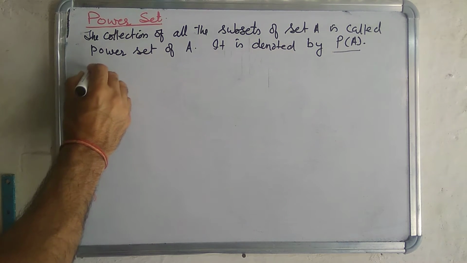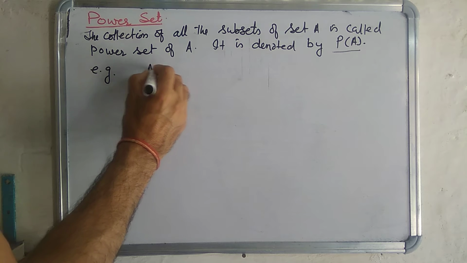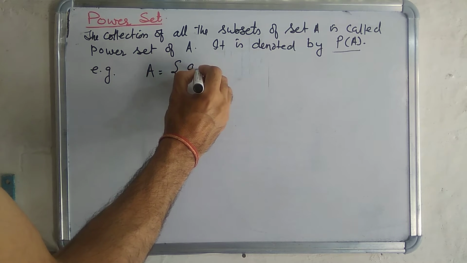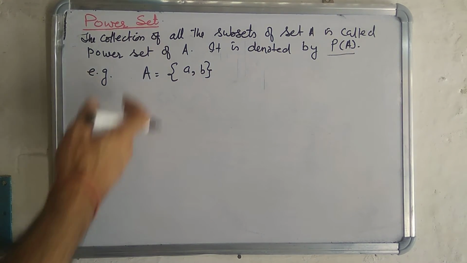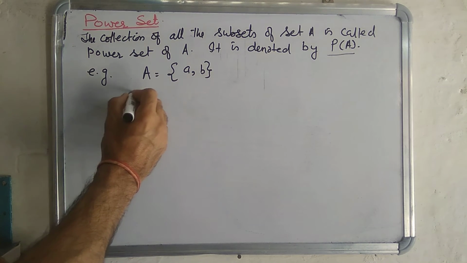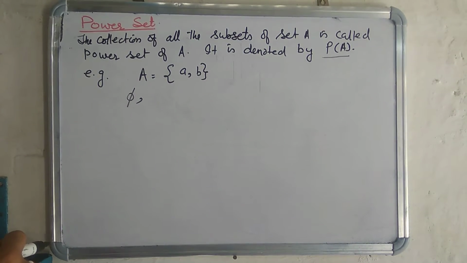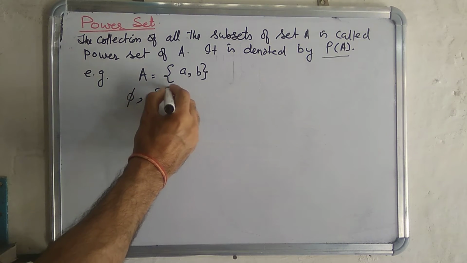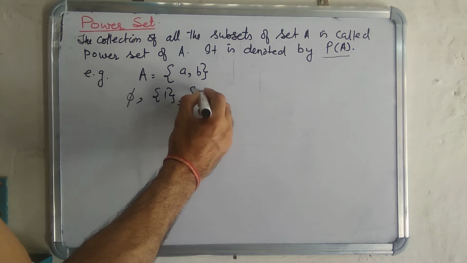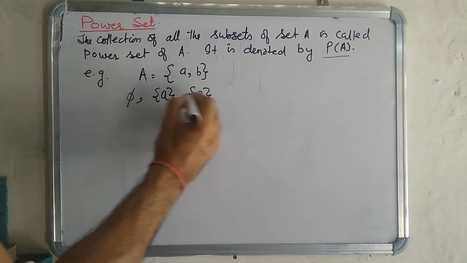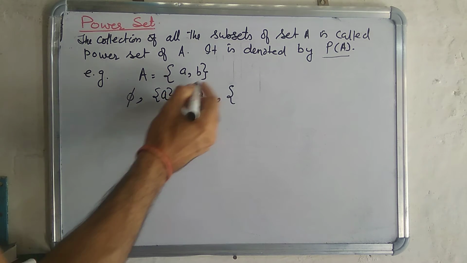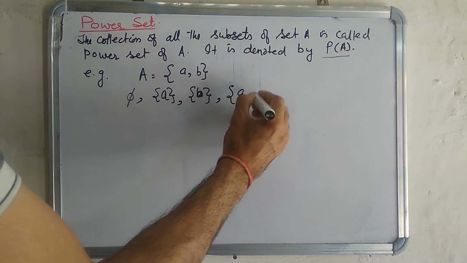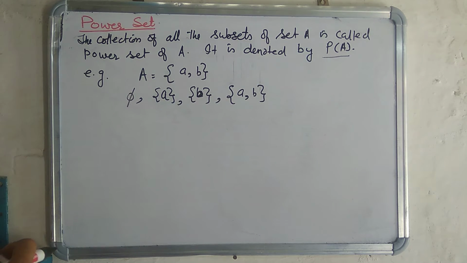So see the example. Let A be a set which has elements a, b. Now we write all possible subsets of set A. So phi is the subset of every set. Now see, we will write the singleton sets {a} and {b}. Now a set is also a subset of itself. So there are 4 subsets of set A.